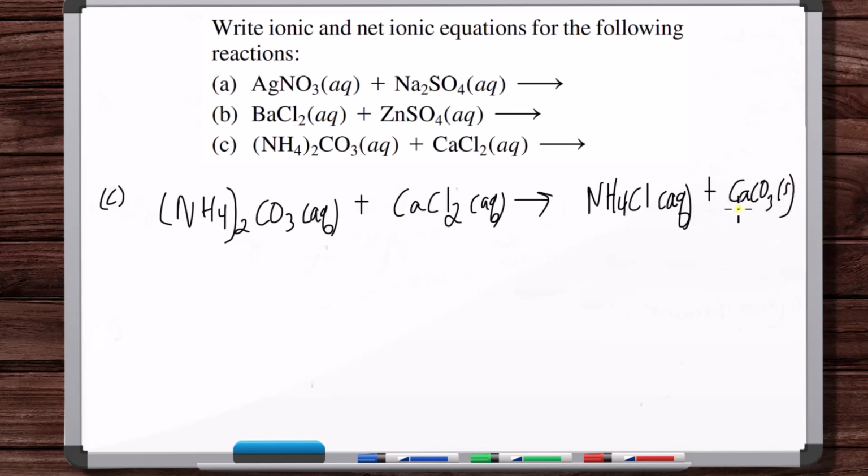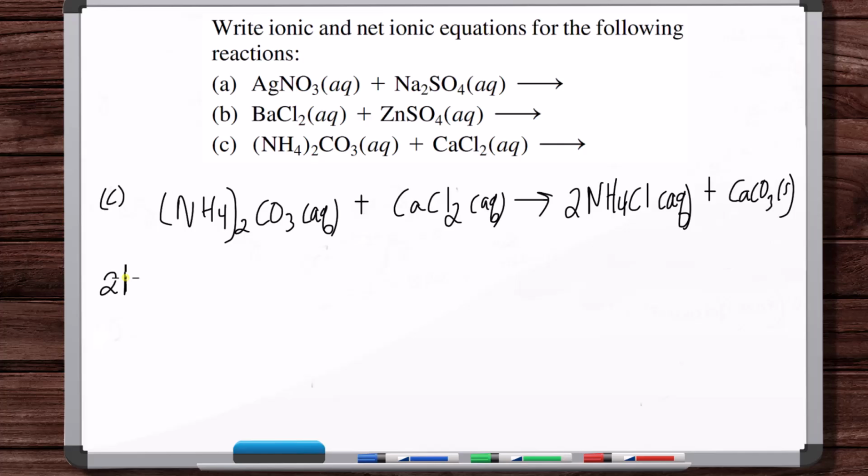So one calcium on the left, one calcium on the right. Two chlorines on the left, now two on the right. Two ammoniums on the left, two on the right. And a carbonate on the left, a carbonate on the right. So that's balanced. Now let's write the ionic equation.